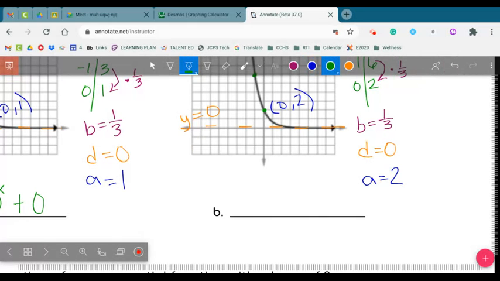Take those three, plug them in. So I'm going to get y equals my a value, which is 2, times my b value, which is 1/3, raised to the power of x, and then plus my d value, which is 0. And that is all we are doing.